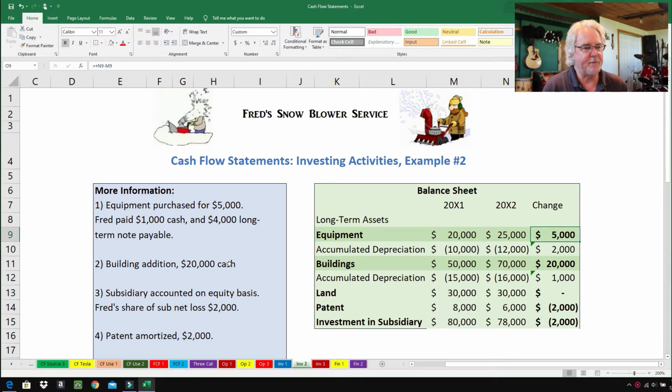So coming down our balance sheet here in the long-term assets, the next account is accumulated depreciation. It was $10,000, now it's $12,000, so it increased by 2. And that's all fine and dandy, but we are not worried about accumulated depreciation. In fact, 99 times out of 100, it's best to totally ignore it. The reason why is we're interested in depreciation expense, and we get that off of the income statement. Depreciation expense goes in the operating section of the cash flow statement.